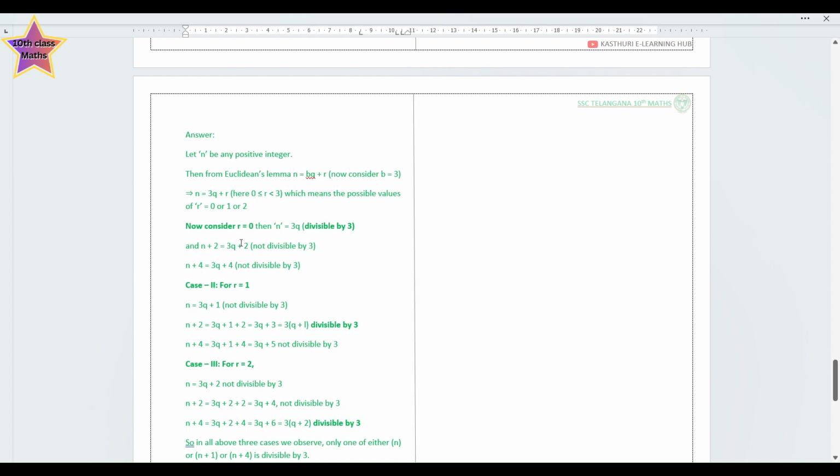So if you consider here, if r equals 0, what is that? a equals 3q plus 0, which is nothing but 3q. This is a multiple of 3. So it is divisible by 3. Now a plus 2 let us take. a plus 2 is nothing but 3q plus 2. That is not divisible by 3 because here we have the remainder 2. When it is divided by 3, the remainder is 2. So this is not divisible.